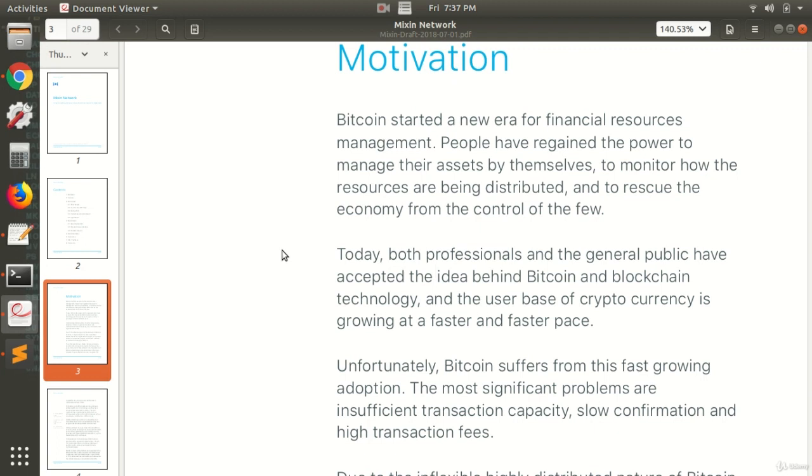Once you're done importing all these assets and transferring them, you can then transfer them out of the Mixin network and back onto, let's say, the Bitcoin blockchain. So we'll talk about that. It functions a little bit like a Lightning network, and also like a decentralized exchange in a way, because you can transfer between assets inside the Mixin network. So it's a super interesting project.